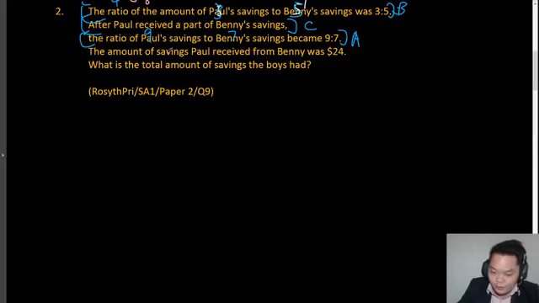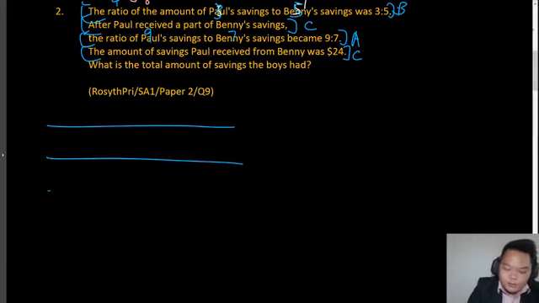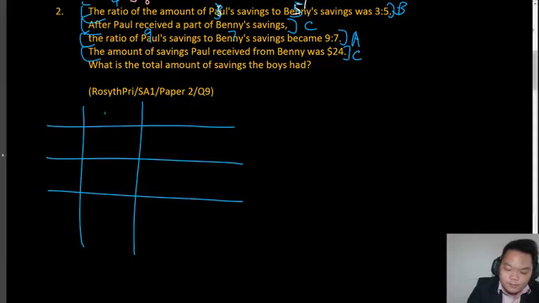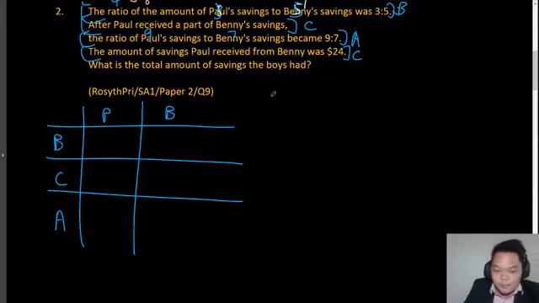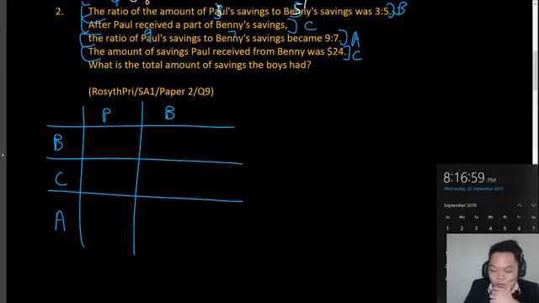So the amount of savings that Paul received from Benny was $24. So this seems like a bit strange way of phrasing, but we can identify that this is the change. What is the total amount of savings that the boys had? Okay, so to deal with this, let's tabulate the information first. Okay, draw your BCA table, then I'll give you about 10 more seconds.